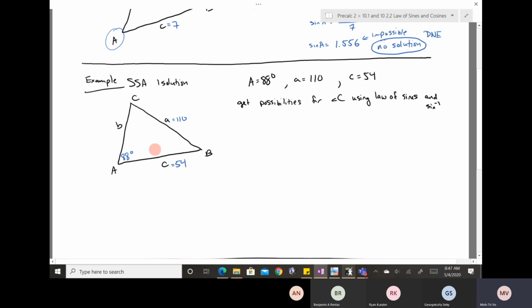To get angle C, again, I can set up the law of sines. So I write out: sine C over side C is equal to sine A over side A. And then now we plug it in. So sine C.